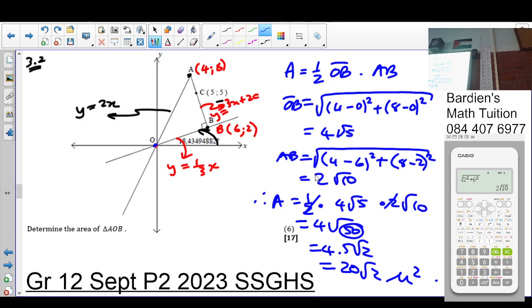Okay, according to the memo, I got 20 units. So OB, I got 2 root 10. OB is 2 root 10. Let's recheck this quickly. So it's going to be 4 minus 0 squared plus 8 minus 0 squared.